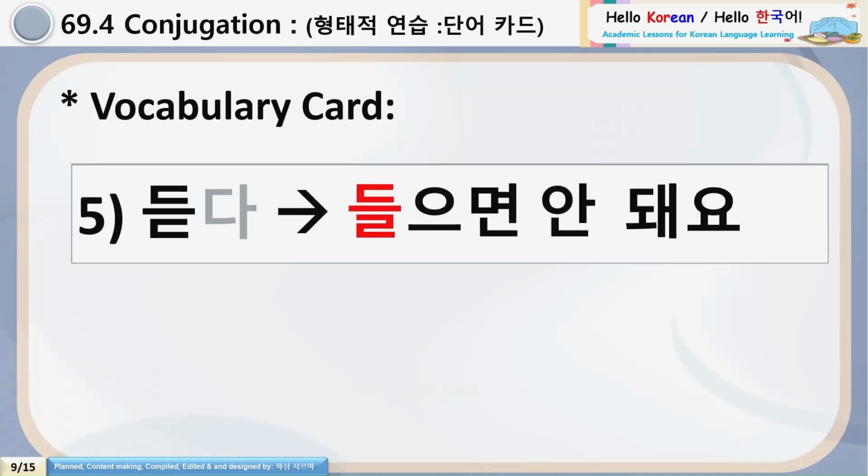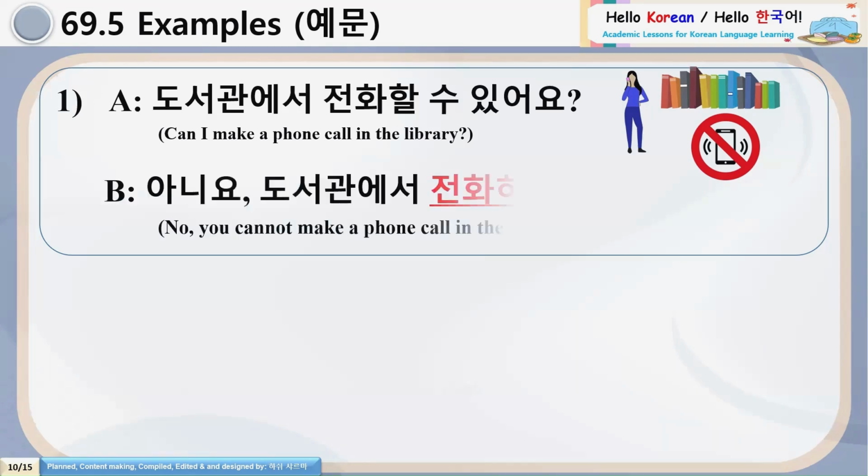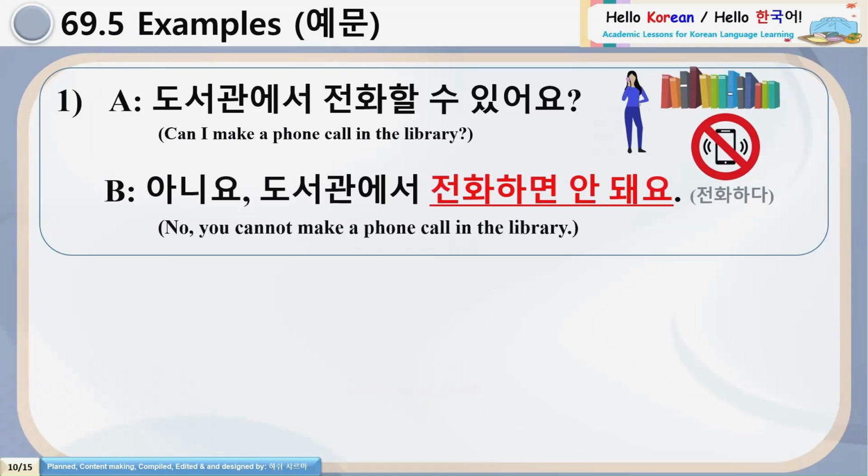Now we hope the grammar explanation is clear, conjugation is clear, and you can make sentences now. So there are a few more examples here. Come to number one. A. 도서관에서 전화할 수 있어요? Can I make a phone call in the library? And you know, in the library, it is not allowed to make a phone call. So how will you say? Use grammar eu-myeon and dweda and say 아니요, 도서관에서 전화하면 안 돼요. No, you cannot make a phone call in the library.